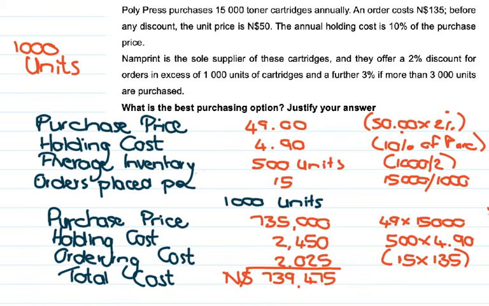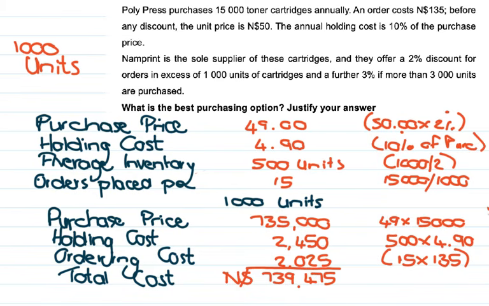And we said that we need to place 15 orders. And how do we get the 15 orders? We said that it's 15,000 units that we need throughout the year, and we can order 1,000 at a time. So we need to place 15 orders.